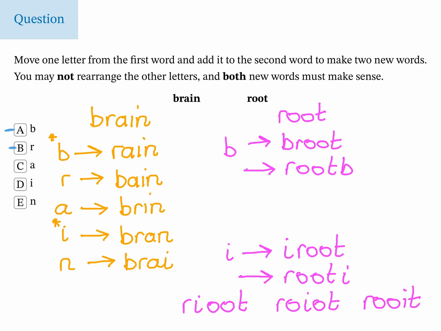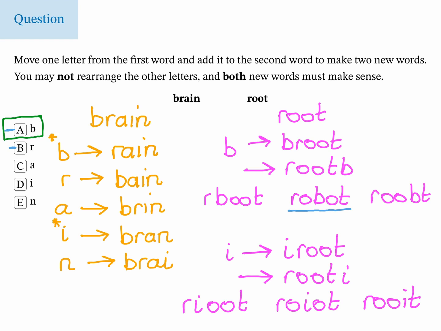Okay, what about if we do the same with B? Well, if we put the B directly after the R, we get reboot. Close, but again, not a word that makes sense. Okay, what about if we put it in between the two O's? We've made the word robot. Now, that is a word that makes sense. And so at this point, we can probably confirm that the correct answer is indeed answer option A, the letter B. And we can stop there and move to the next question. But just for completeness, let's just show that if we were to put the B after the two O's, we would create this, which isn't a word.